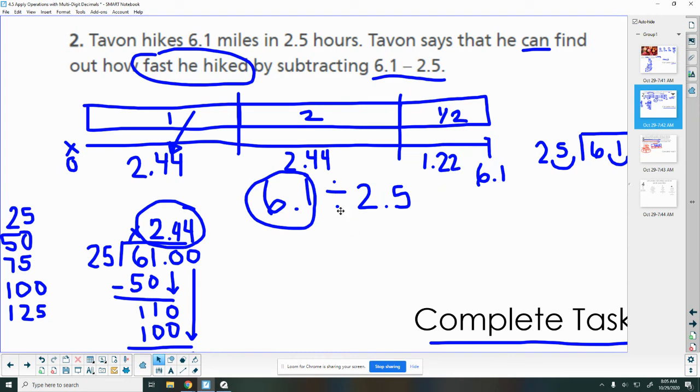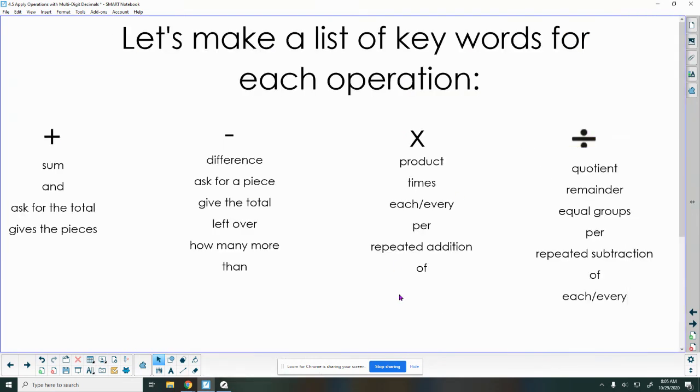So if I would have multiplied, I would have ended up with a number around 12. 2 times 6 is 12. That wouldn't have made sense if he hiked 12 miles in 1 hour, but he only hiked 6 miles total. That just doesn't make sense. So I can try the other operation. So remember, think about what is reasonable for your answer. And then if that doesn't make sense, try something different. Let me know if there's anything I can do to help you with this assignment.